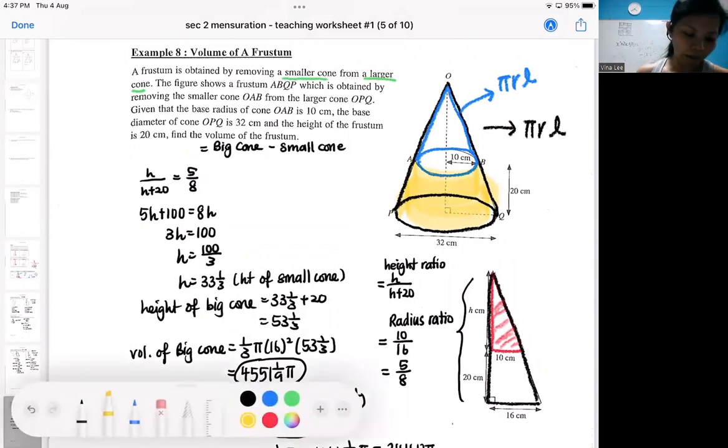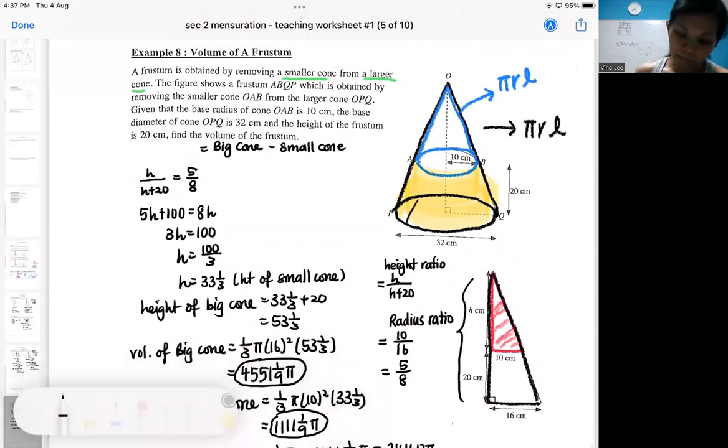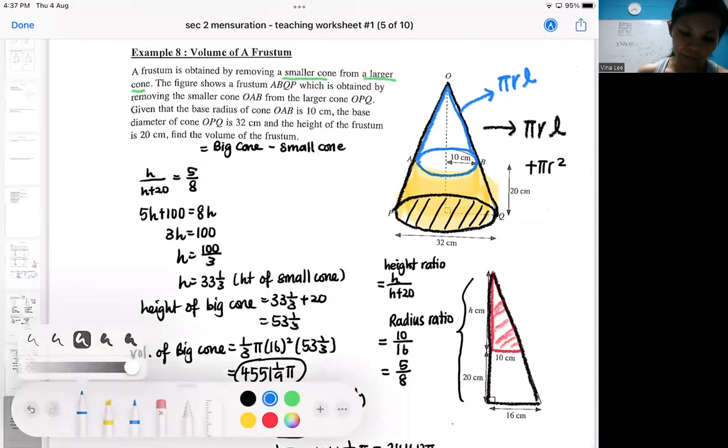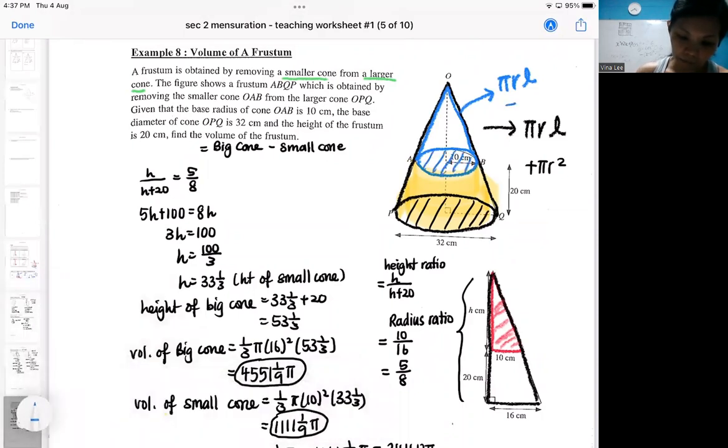And then you will need the big circle and the small circle to make up the full total surface area. So surface area for a frustum is not so easy because of the curvy part. The yellow part is actually a subtraction of the small cone curved surface area from the big cone curved surface area.